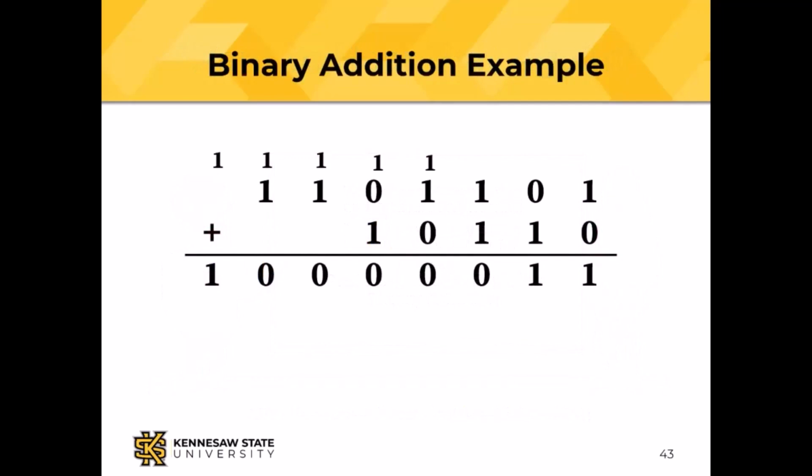Here's a binary addition example with the carries already there. Starting on the right, 1 plus 0 is 1. 0 plus 1 is 1. 1 plus 1 is 0 with 1 to carry. Now I have 1 plus 1 plus 0. 1 plus 1 is 0 with 1 to carry. 1 plus 0 plus 1, that's another 0 with 1 to carry. 1 plus 1, and I don't have anything below that, 0 with 1 to carry. 1 plus 1, 0 with 1 to carry, and then we bring that carried 1 down.